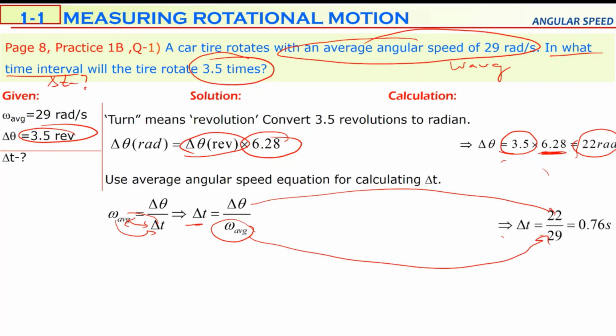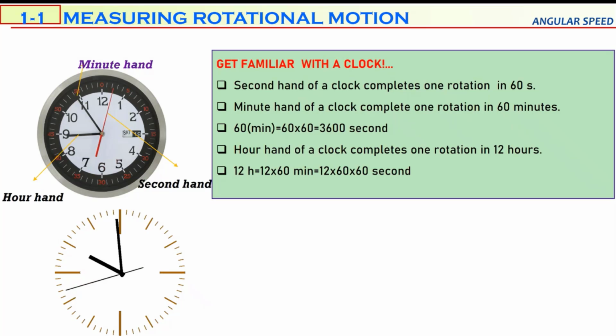We inserted here 22 divided by 29. Time interval is 0.76. I want you to get familiar with the clock. Sometimes, because we don't use such clocks nowadays, everybody is using digital clocks. This is the second hand, which, as you see, is moving faster. The angular speed of the second hand is faster, but the minute hand is slower. Which one is slowest? The hour hand is the slowest. So this is the clock.